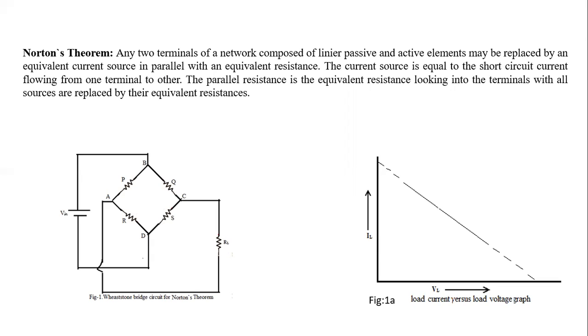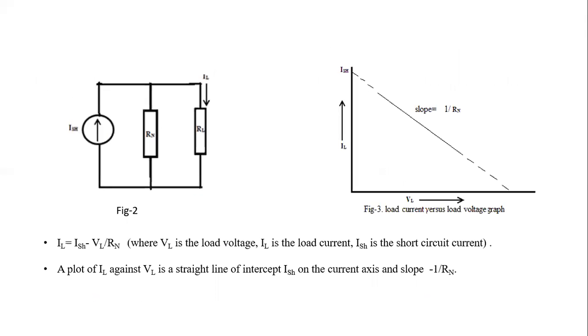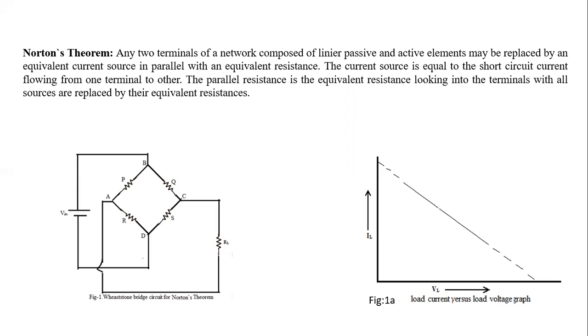So how to measure ISH? Between A and C there is the load, that is RL. We have to short circuit between C and A, put an ammeter, and measure the short circuit current. It is said in Norton's theorem that the short circuit current between C and A will be equal to this ISH. And what is RN? RN is the parallel resistance that is connected in Norton's theorem. And how to calculate RN? RN will be the equivalent resistance of the circuit looking from the load terminal with all independent sources replaced by their internal resistance.